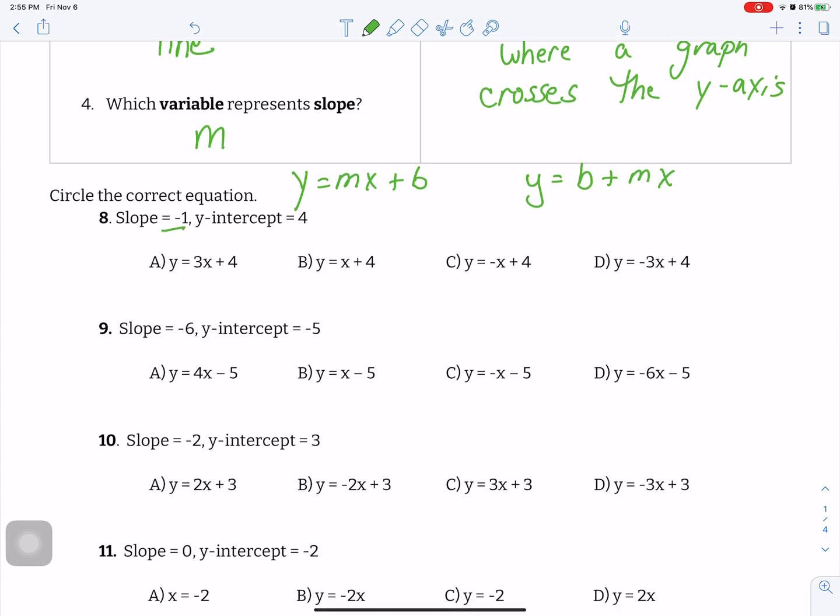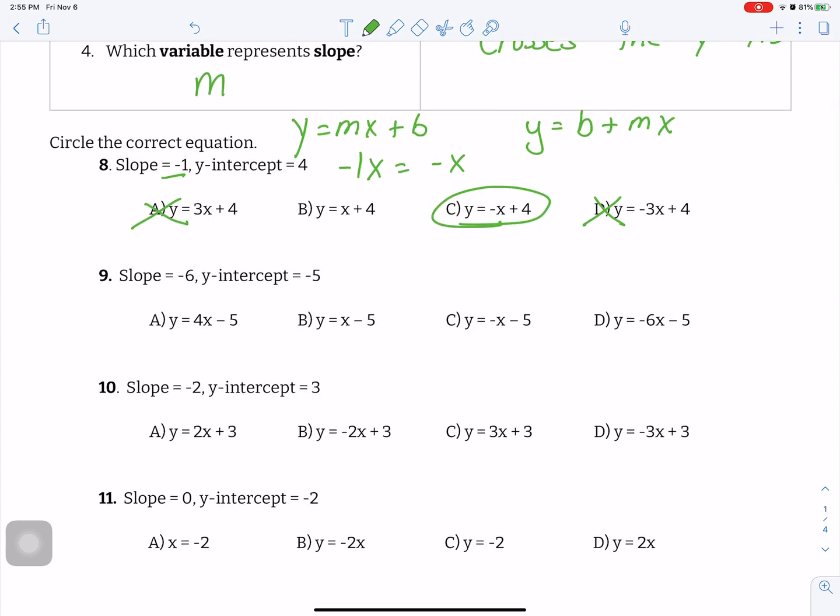I'm telling you my slope is -1. So I need a -1x. That can't be A and can't be D. B doesn't, and C, neither one of them have a -1x, but just know that -1x can be shortened to just -x. And then my y-intercept is +4, so that would be C.